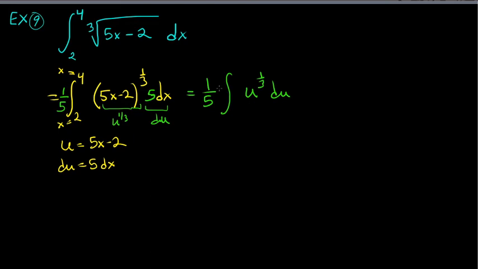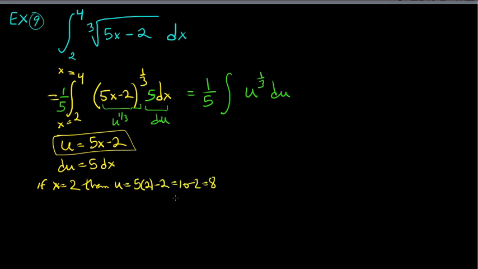So here's one way to do the problem, is to change the limits. Instead of 2 and 4, what are they going to be? Well, remember what u is. u is 5x minus 2. So what if x is 2? What's u going to be? It's going to be 5 times 2 minus 2, 10 minus 2 is 8. So instead of 2 here, we're going to change it to u equals 8, because that's saying x equals 2 is the same as saying u equals 8. If x is 2, u is 8.